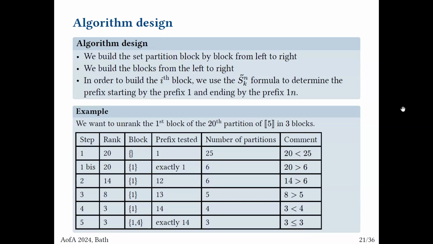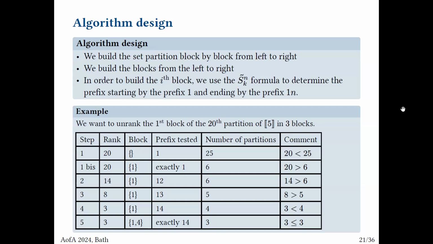We don't update the rank, and we check if 1 is the first block of the partition. There are 6 partitions that admit 1 as a first block. So we update the rank. Here we set it to 20 minus 6, and we are going to test the prefixes that contain 2 elements, beginning by the first one, which is 1, 2. Our formula gives that there are 6 partitions that admit 1, 2 as a prefix. 14 is greater than 6, so we set the rank to 14 minus 6, which is 8. We don't update the block because 2 isn't a prefix of the desired partition.